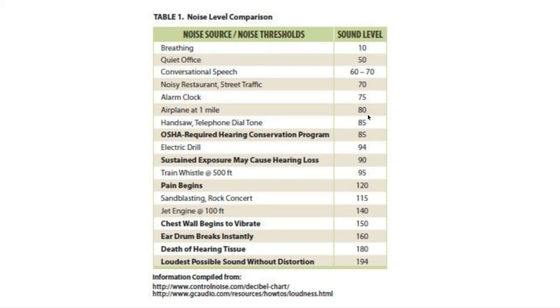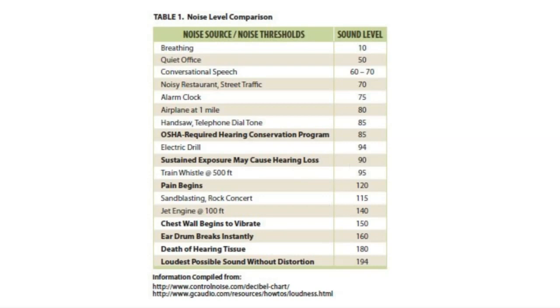And you can see as the amplitude increases, the energy level is increasing. So at 90 decibels, notice that this can cause hearing loss. Sustained exposure to 90 decibels can damage your eardrums. 120 decibels, so that's a lot of energy. That's where pain is going to begin in your ears. Sandblasting or a rock concert is 115.